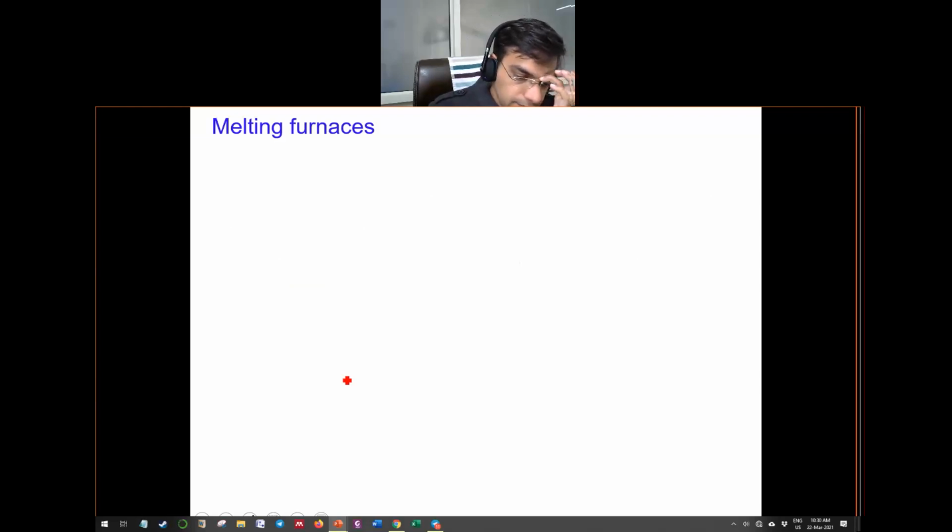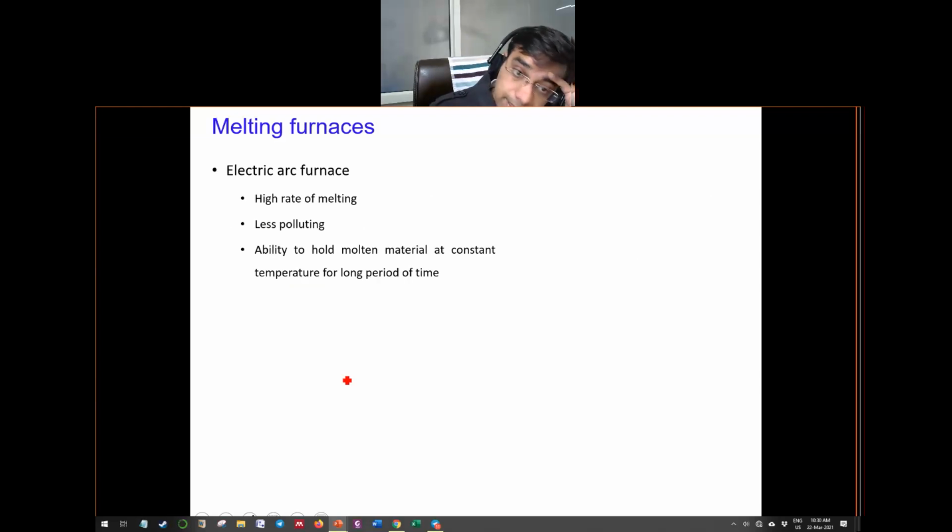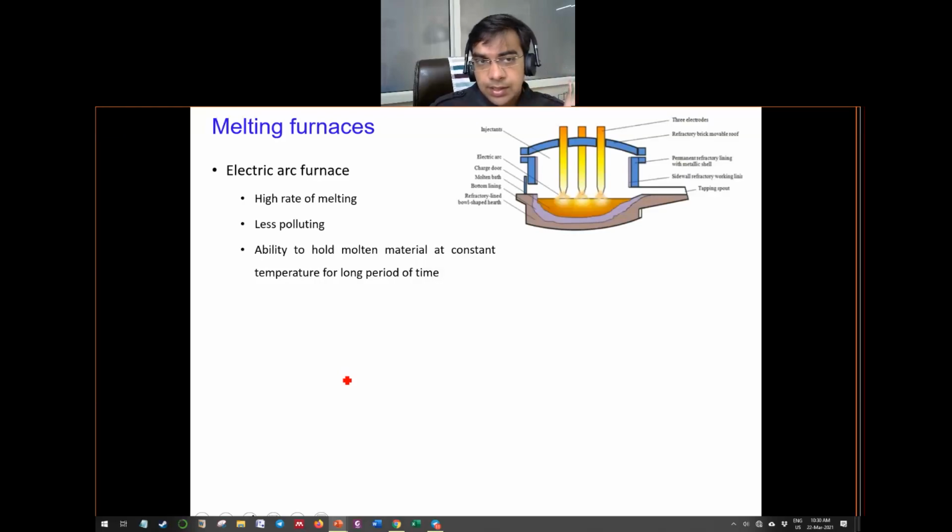To do this, we have different types of furnaces available to us. We will discuss some characteristics of some of the important furnaces. First is the electric arc furnace.